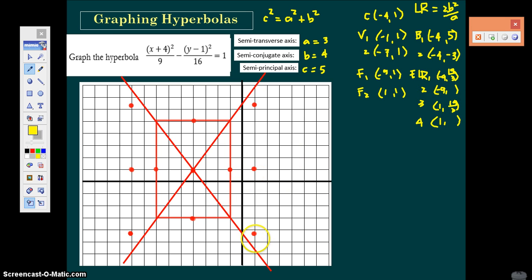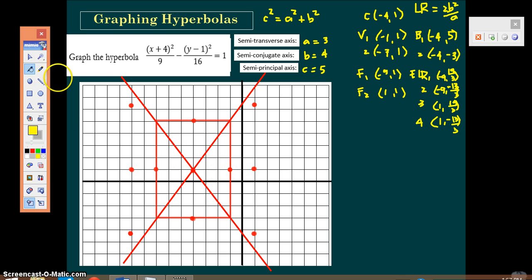Then the y coordinate for these 2 points would be 16 over 3 below 1, that's 1 minus 16 over 3, or negative 13 over 3. So negative 13 over 3. Okay, now we can simply connect these points, the vertex to this endpoint, vertex to the other endpoint, drawing our hyperbola. But we will first complete the other parts.